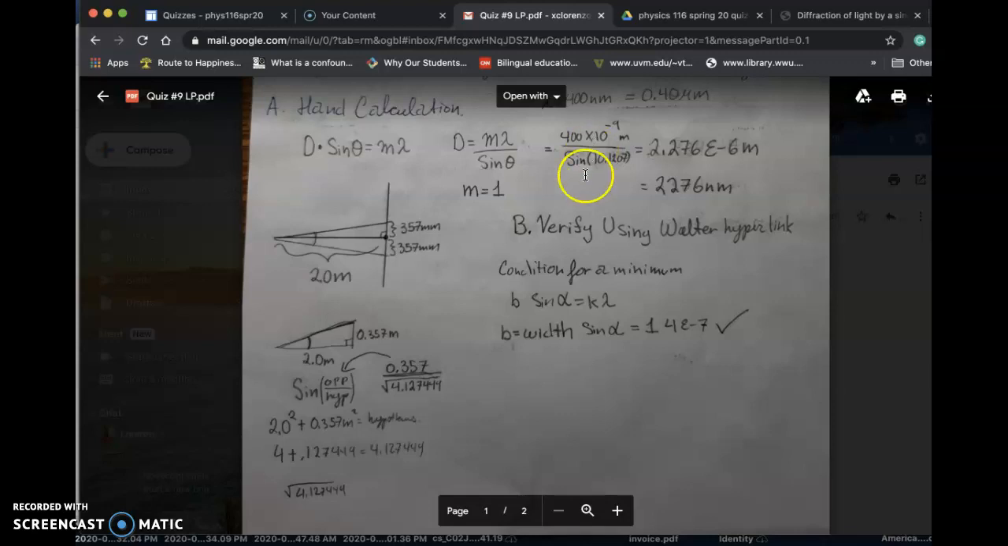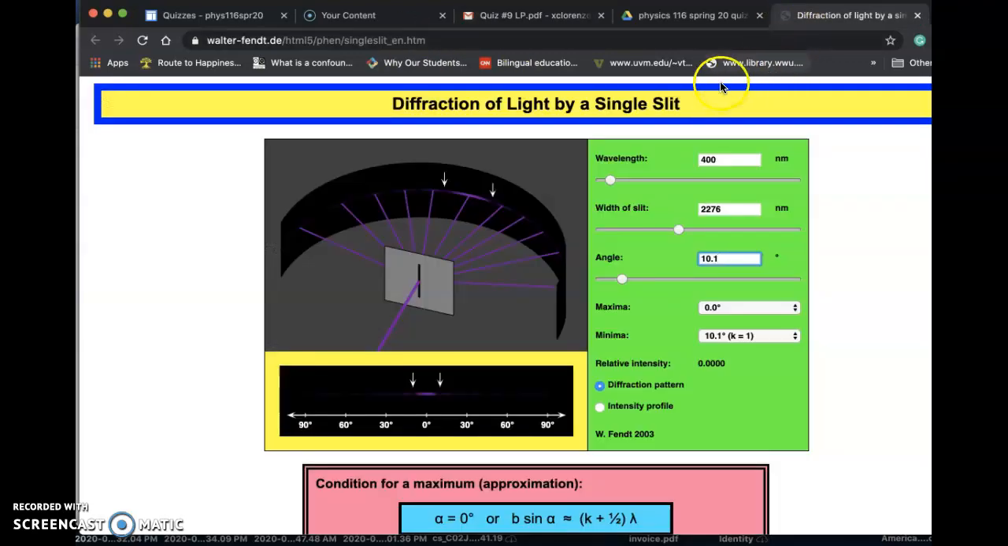Now to verify this, we use the Walter hyperlink. As you can see, what we did is change the wavelength to 400 nanometers, which gives us a nice bright purple light, and the width of the slit is 2276. And we can find that the minima right here is 10.1, which equals the same sine value that we got before, therefore allowing us proof that our calculations are dead on.